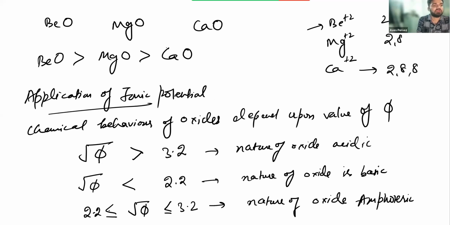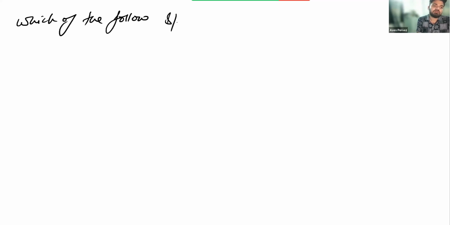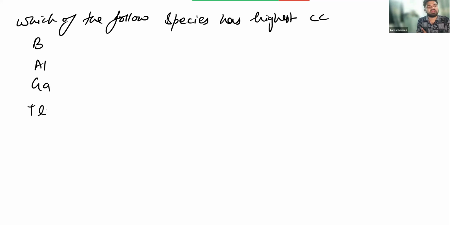Yes, sir. Okay. Now, if I ask you the simple question here, which of the following species has highest covalent character? One is boron, the next one is aluminium, then gallium, and then thallium. These are in the same group. So which is going to have more covalent character?